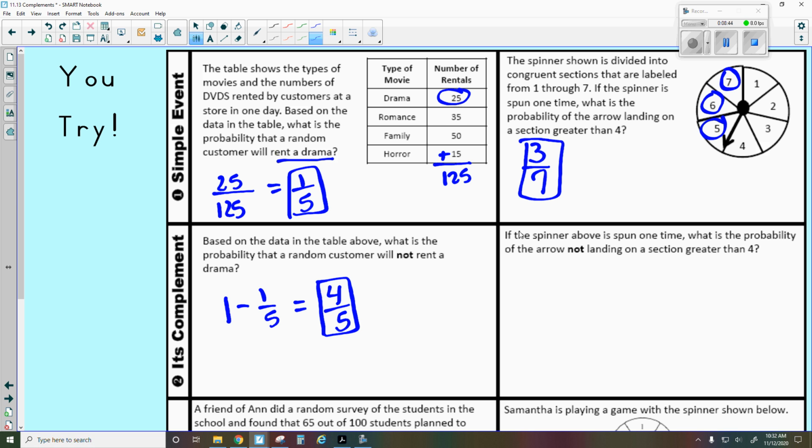All right. This next one, if the spinner above is spun 1 time, what is the probability of the arrow not landing on a section greater than 4? So we're going to take 1 minus, and we found the probability of numbers greater than 4, which was 3/7. So 1 minus 3/7 is 4/7.